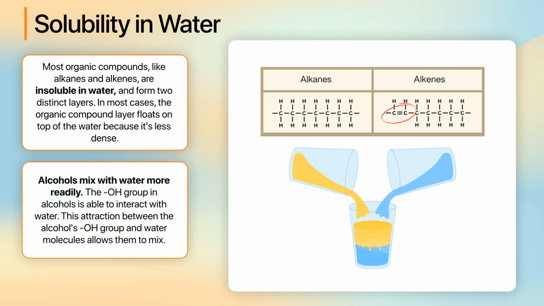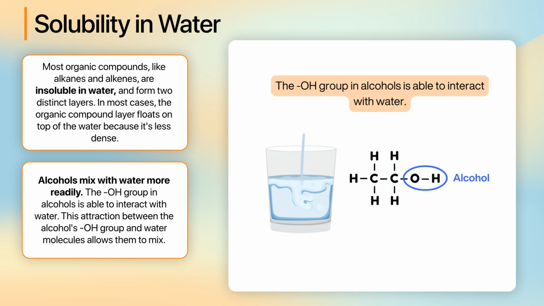Alcohols, however, behave differently. They can mix with water more readily, but this ability depends on the size of the alcohol molecule. The OH group in alcohols is able to interact with water. This attraction between the alcohol's OH group and water molecules allows them to mix. This attraction isn't a chemical reaction, but rather a strong interaction that helps the alcohol dissolve in water.